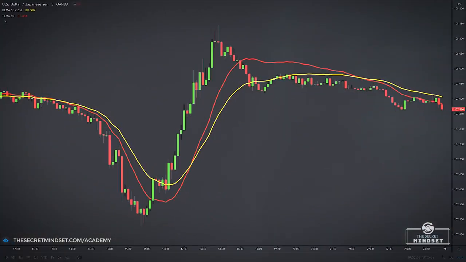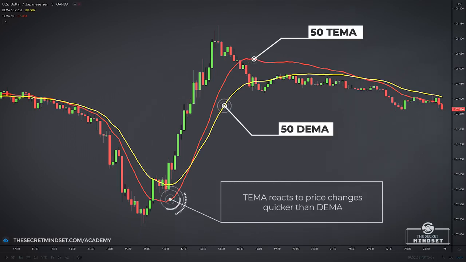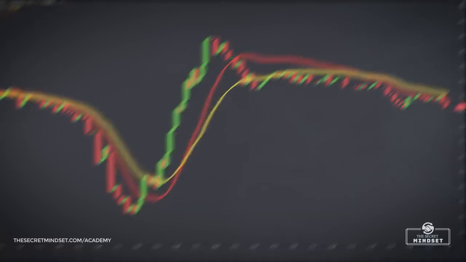Here's a price chart that shows both the EMA and TEMA indicators. The double EMA line is shown in yellow and the triple EMA line is shown in red. It's obvious that the triple EMA reacts to price changes quicker than the double EMA line. For this reason, triple exponential moving average is very well suited for short-term trading due to its more sensitive nature.